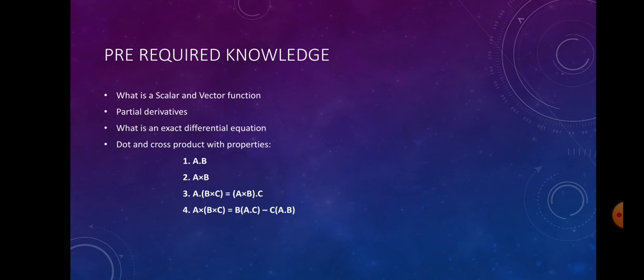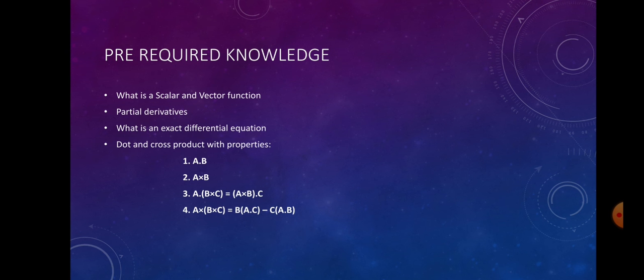What is a scalar and vector function? Some basic vectorial properties like A dot B dot product, A cross B cross product, A cross A equals 0 because A cross A contains a sine theta term and sine 0 equals 0. A dot (A cross B) equals 0. A dot (B cross C) equals (A cross B) dot C. A cross (B cross C) equals B (A dot C) minus C (A dot B), which is the triple cross product.